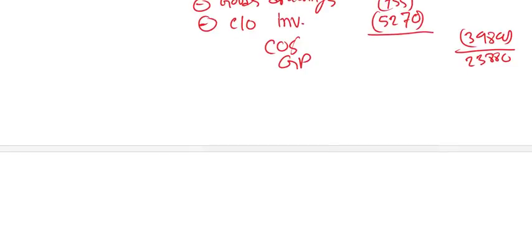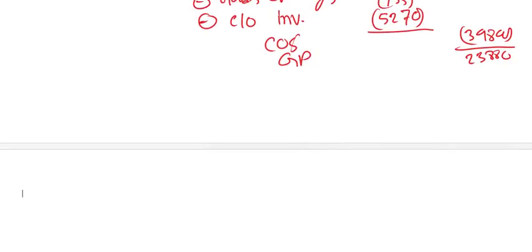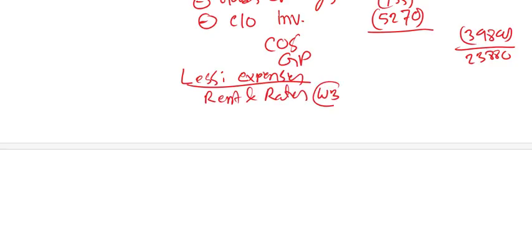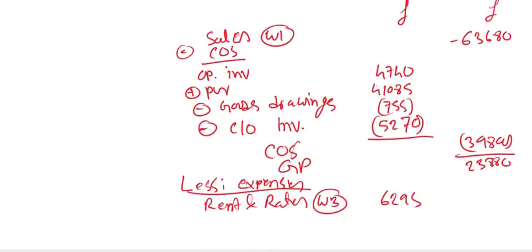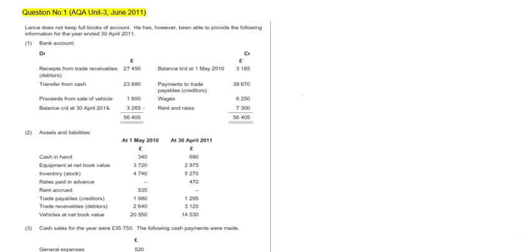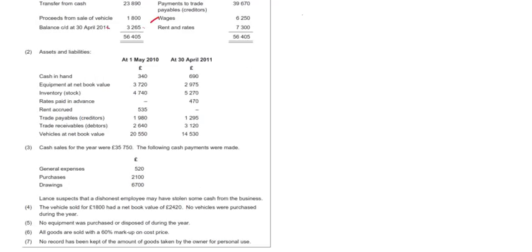Okay, there is no income, so we'll start with less expenses. In our expenses, we can start with rent and rates. That's our working number 3. For rent and rates, we found 6295 in the first column. Then we have some more expenses like wages and general expenses.